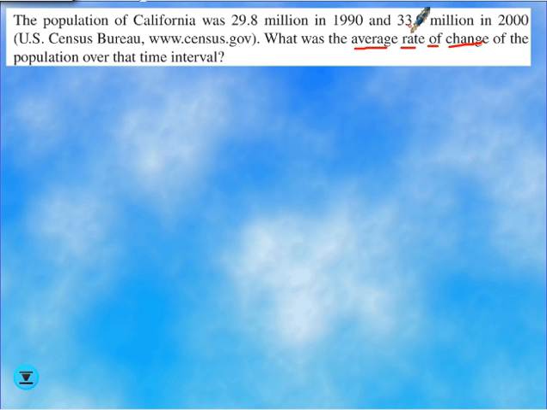So y2 minus y1, actually, my inputs there would be my years, because in 1990, if you input 1990, you're going to get a population of 29.8 million. And in the year 2000, you're going to get a population of 33.9 million.